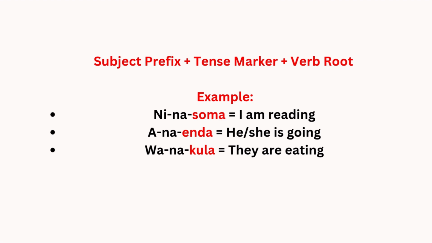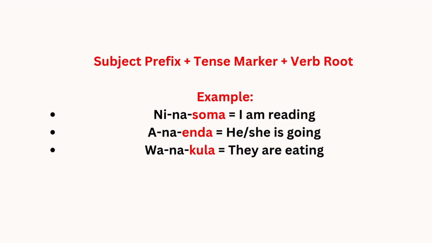The next example we're going to look at is anaenda. Remember, if you are to write it, you're not supposed to write these hyphens. These hyphens are just to show you where the subject prefix is, where the tense marker is, and the verb root. So in the second one, which is anaenda, a is the subject prefix, which is the third person, he or she.